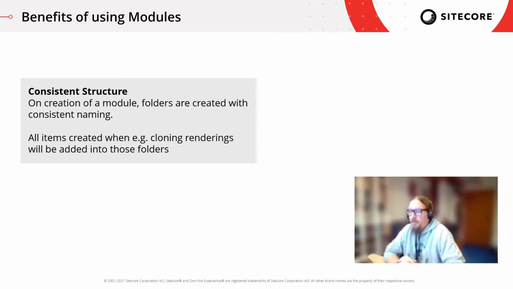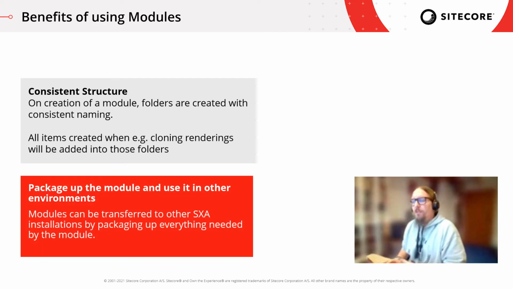And all the items, when you clone a rendering to create your own rendering, you have to say to which module you want to attach this new rendering. And then all the items created along for this new rendering will be sorted into the folders that were automatically created with the module. So this gives you a very, very consistent structure, just pointing that out again. And there will be no typos like one being called similar to the other one, which we usually face in some projects.